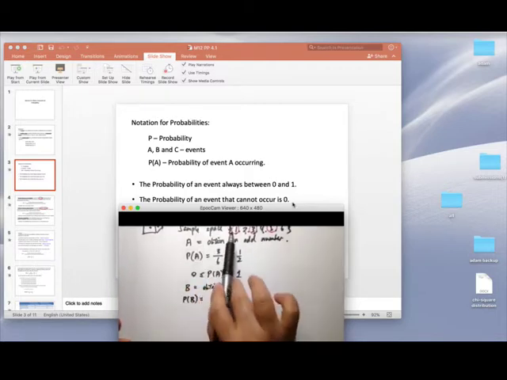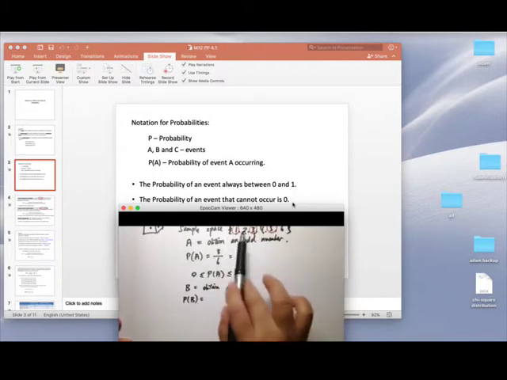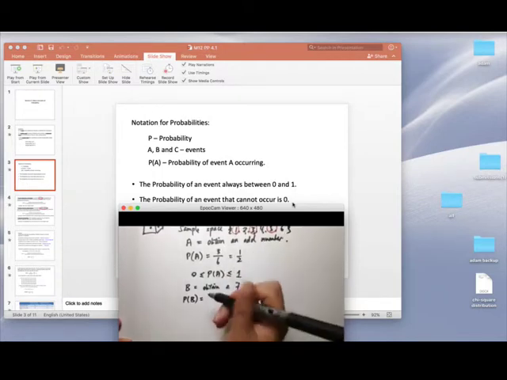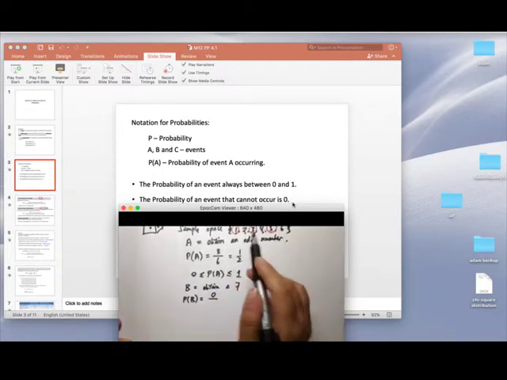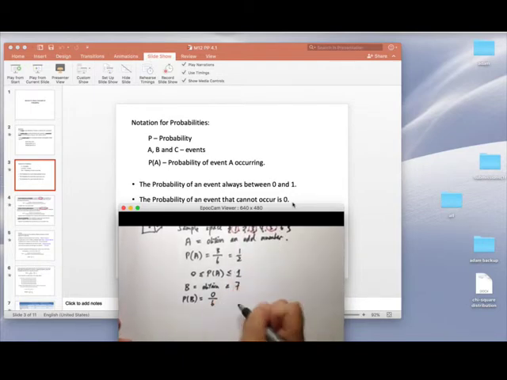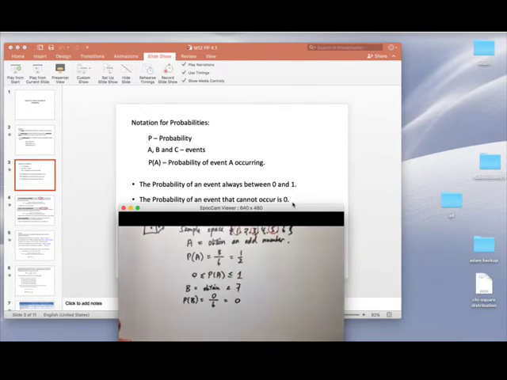Look at the sample space. I don't have the 7 here. So the probability to get the 7 will be 0 over the total outcomes, 6, which is equal to 0. So this means the probability of an event that cannot occur is 0. No matter how many times I roll the die, I won't be able to get the 7.